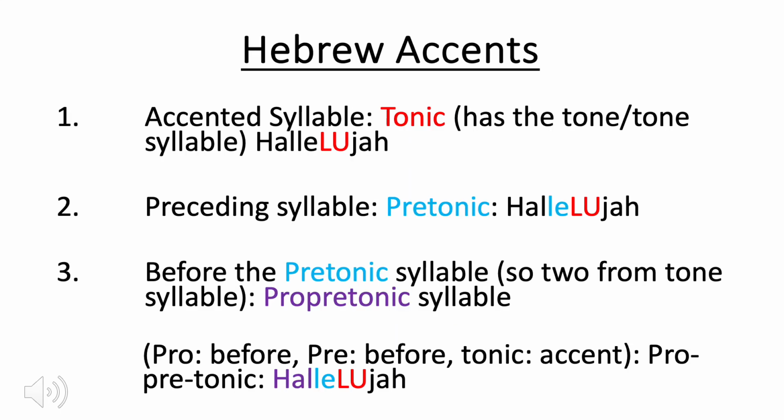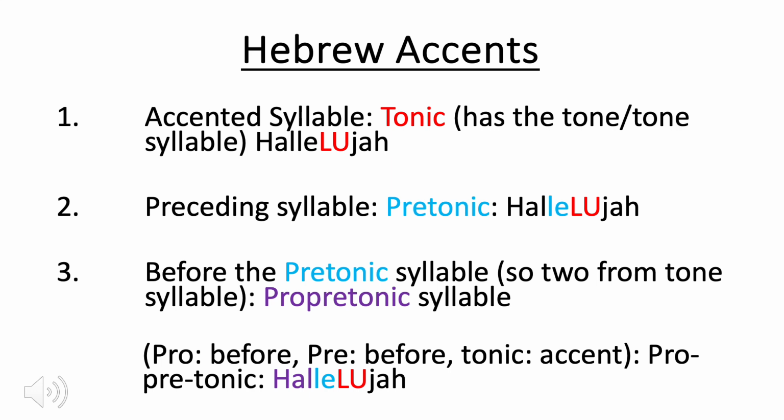It is important to be able to identify the name of a particular accent. Typically, Hebrew words are accented on the last syllable or the second to last syllable, and very rarely on the third to last syllable. But we often refer to the syllables around the accent syllable, or what we sometimes call the tone syllable, by other particular names, because the vowels will behave differently around the accent and within the accent syllable. So the syllable itself that has the accent is called the tonic syllable.